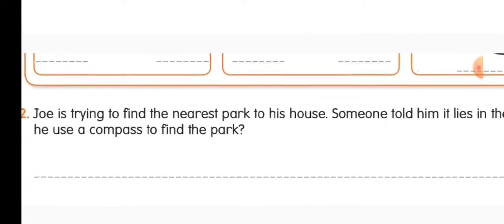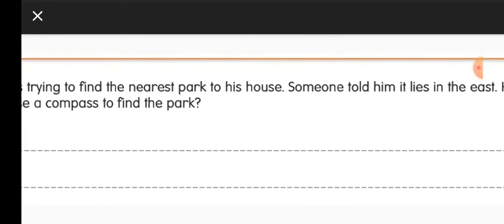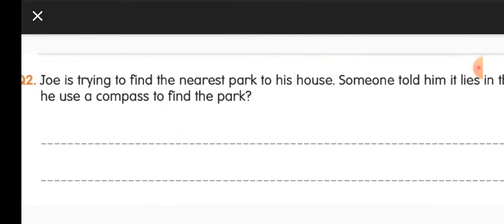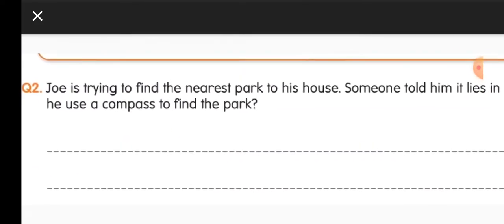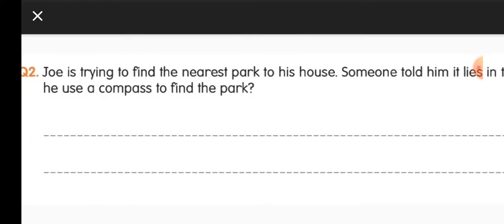Near his house, someone told him there is a park. They told him that it is in the east direction from his house. So how can he find the park using a compass? Joe has to use the compass to find the park, which is in the east direction. How will he do that?